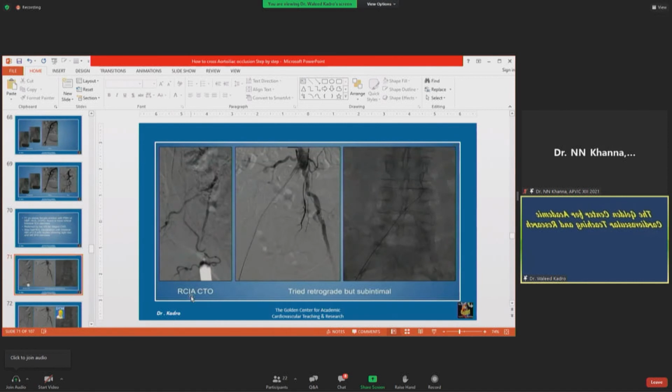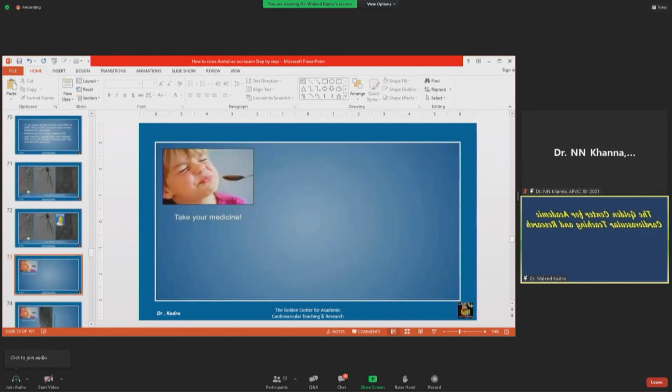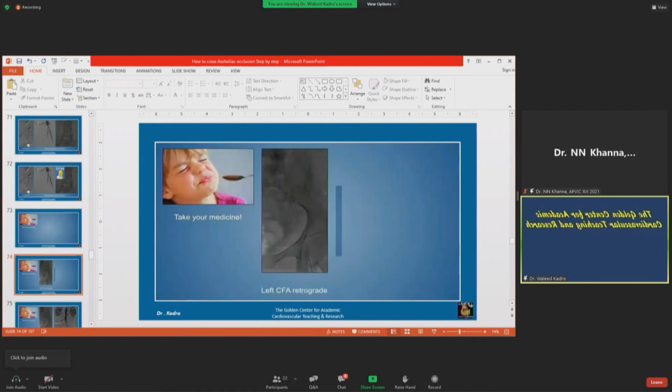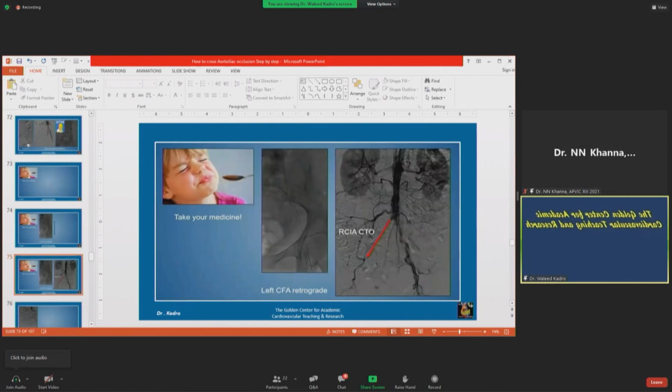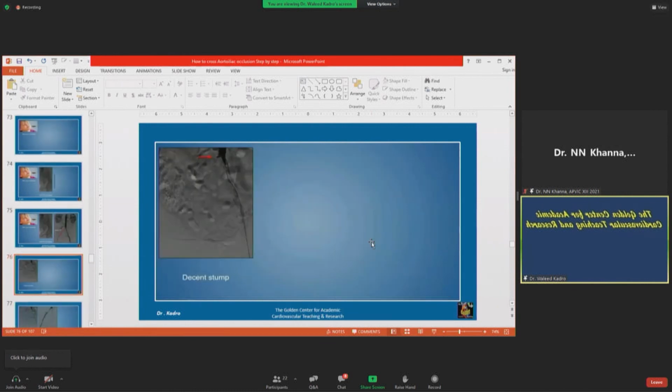So this is the right common iliac artery CTO, and we tried just from retrograde by doing micropuncture. We were only subintimal. So we had to learn our lesson and take our medicine. And so we went from the contralateral common femoral artery, retrograde, and there is here a stump for this CTO. And it is a little bit long CTO, but since there is a stump, that will give us adequate support.